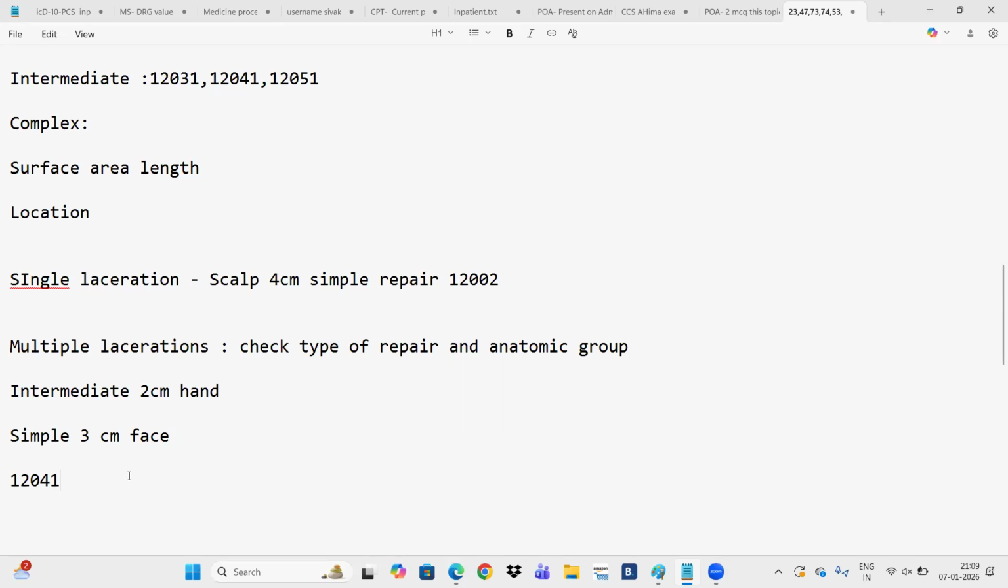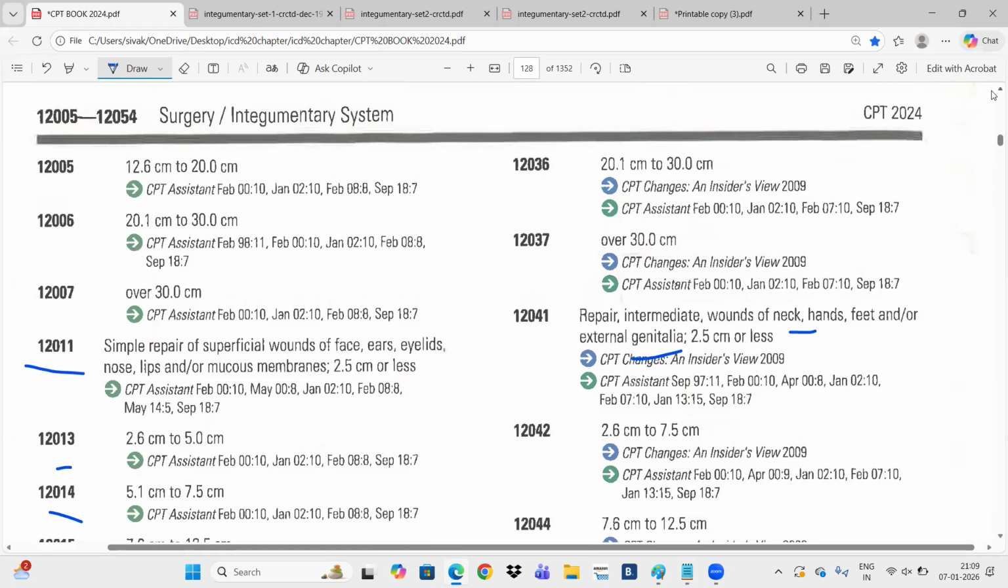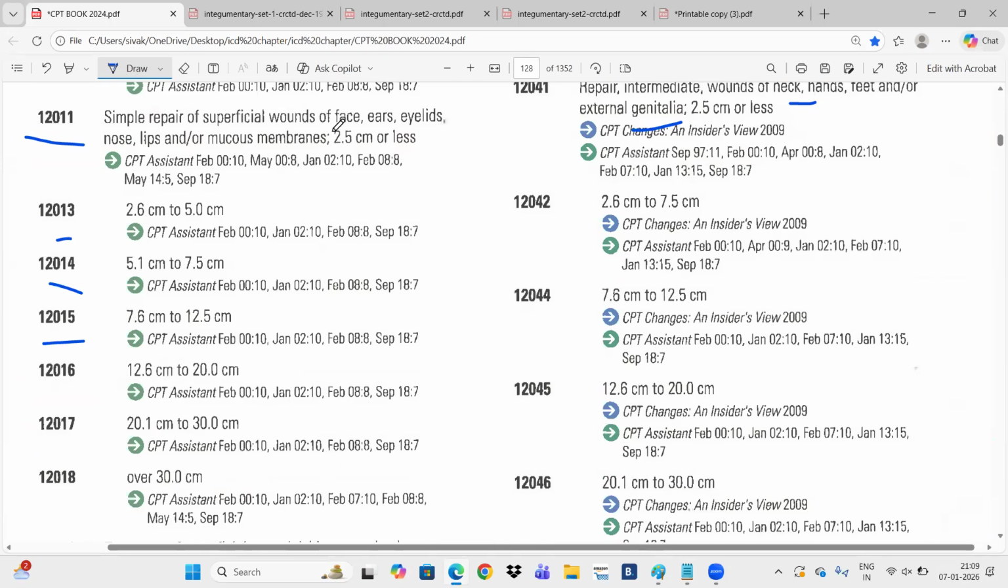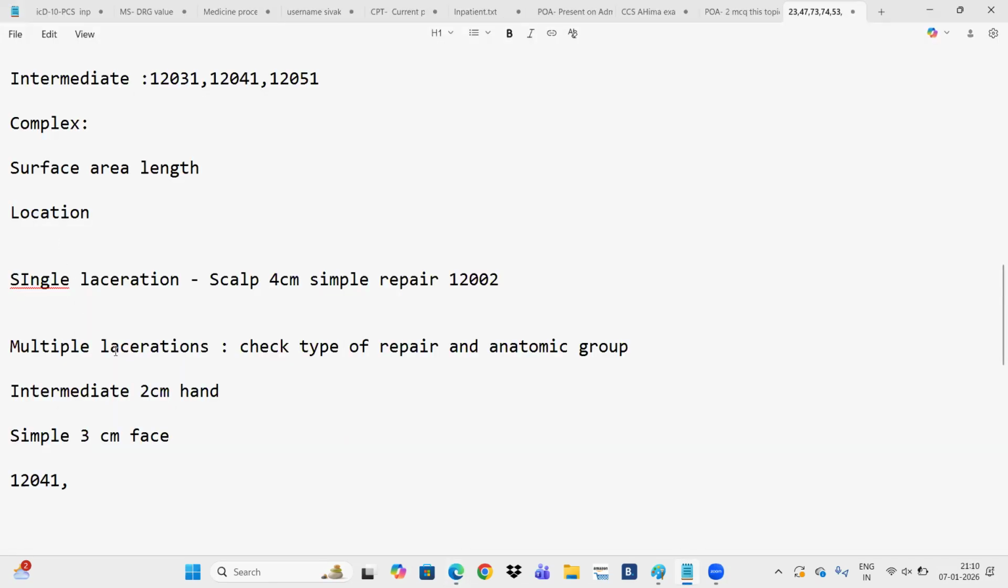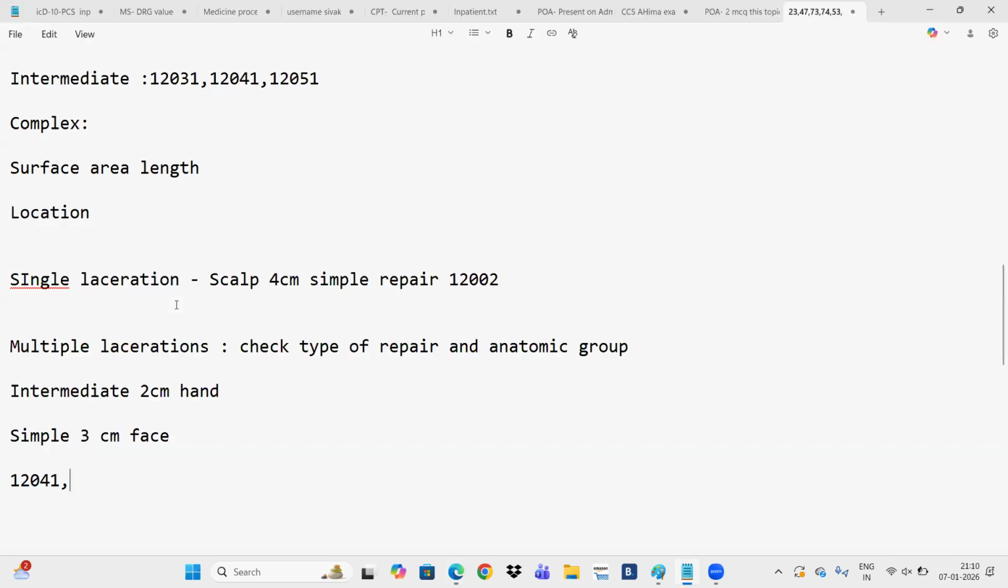What is the code? 12002. Where was face documented in 12002? Face was in 12011, up to 2.5 centimeter only 12011. 2.6 to 5 is 12013, right? Yes. Different type of procedure, so 59. Got it? Yes.